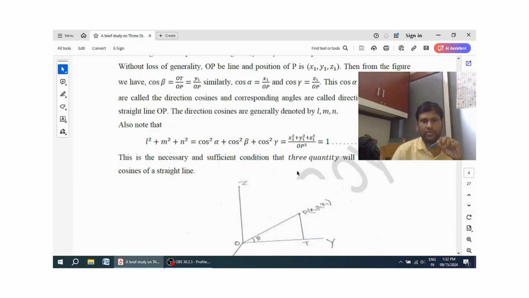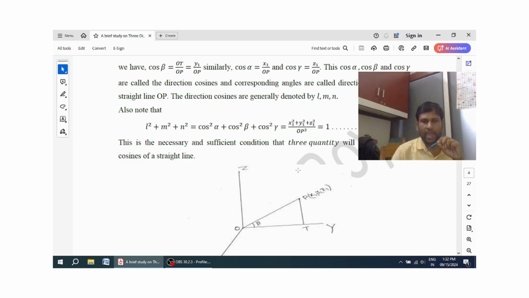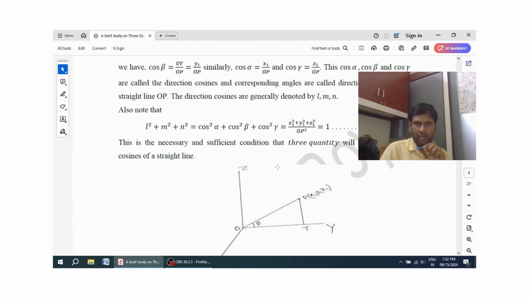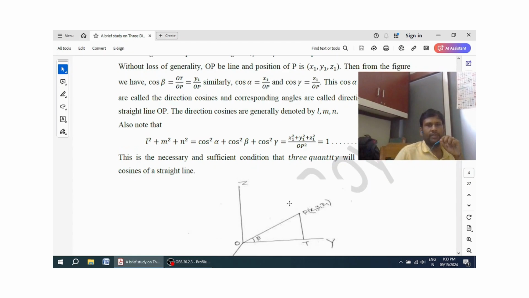Direction cosines: the cosines of the angles a straight line makes with the rectangular axes are called direction cosines. See this picture: if beta is the angle that the line OP makes, then cos beta we can take through the formula y1 by root over x1 square plus y1 square plus z1 square. That is, the distance OT divided by the distance OP, as OT is the base and OP is the hypotenuse of the triangle OTP.